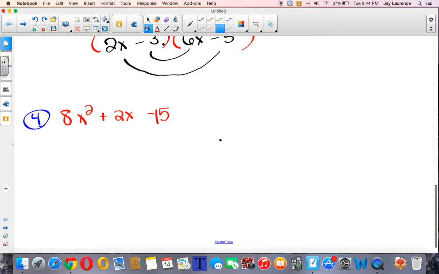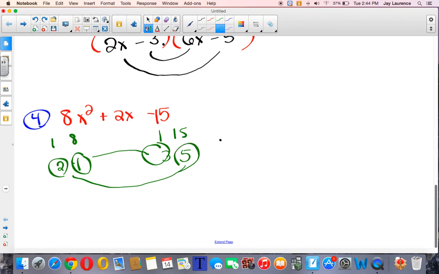Here comes my solution. 1 and 8, 2 and 4, 1 and 15, 3 and 5. I'm going to multiply the products and subtract to get positive 2. I got 12 and 10. There we go, there's 12, and there's 10. 12 and a 10. Subtracting 12 minus 10, positive 2. Beautiful. So I'm going to go with a 2x and a 4x.